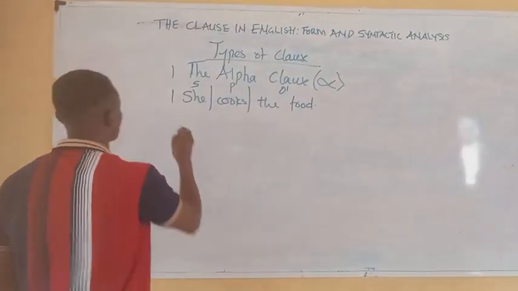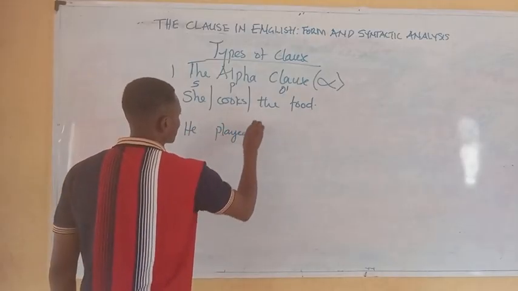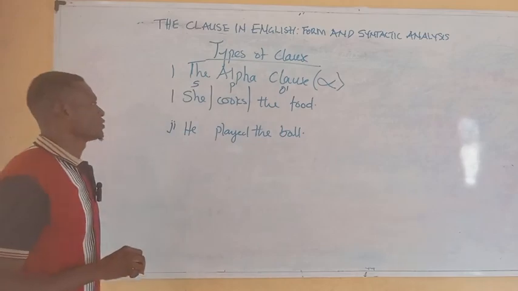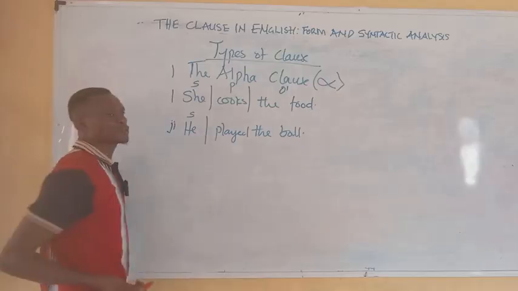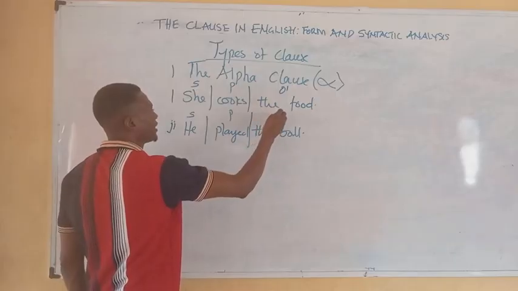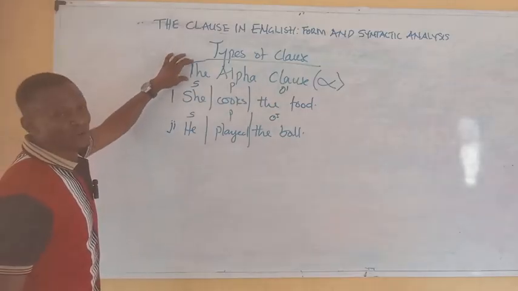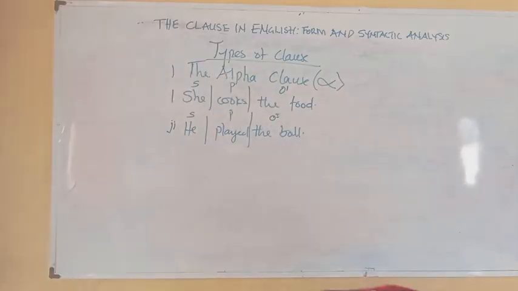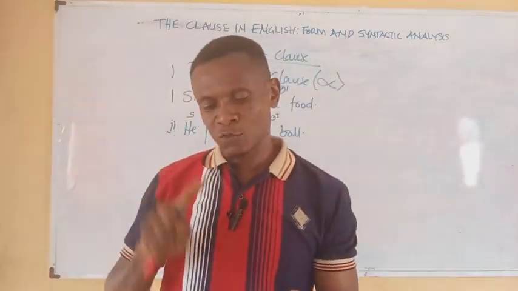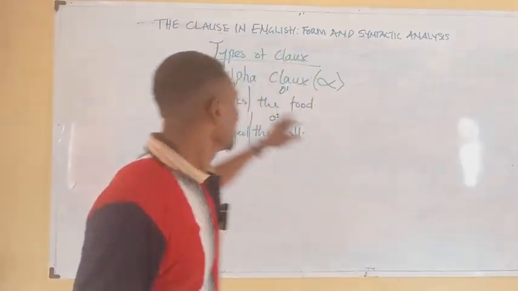Example two: he played the ball. So the subject here is he, then played, the predicator, the ball, the object. So these are the examples of alpha clause. Mind you, an alpha clause is also known as a main clause. Either you call it a main clause, an independent clause or a master clause, these are referred to as alpha clause.